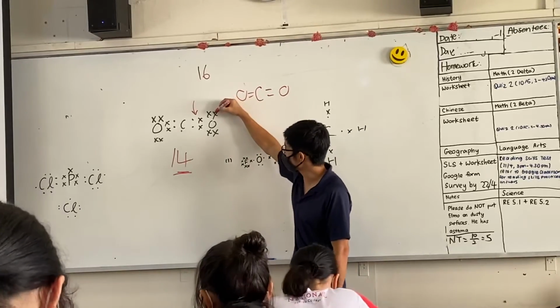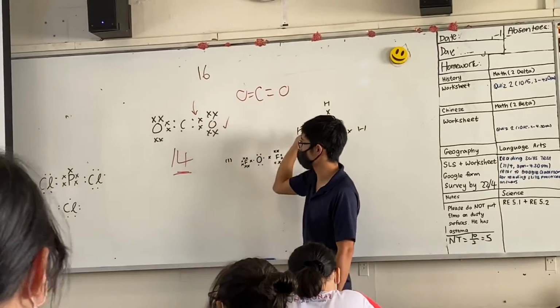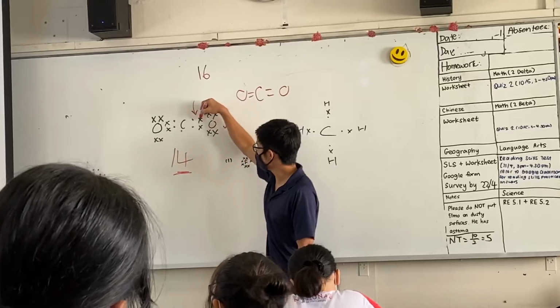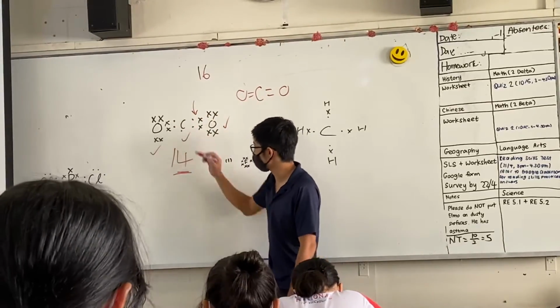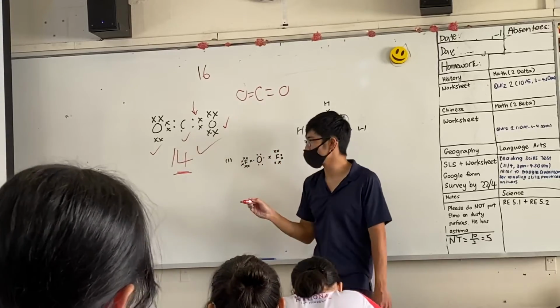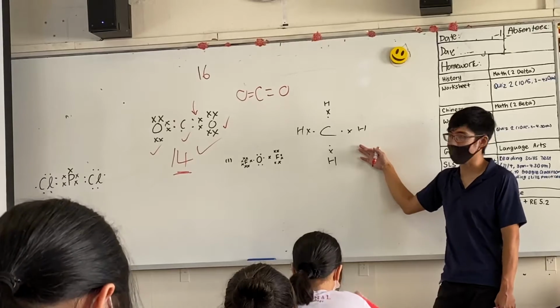Okay, let's count valence electrons. 1, 2, 3, 4, 5, 6, 7, 8. Okay, for oxygen. Carbon, 1, 2, 3, 4, 5, 6, 7, 8. Okay, for carbon. Same for oxygen on the other side. Okay, good job, Xiongzhi. Next, let's look at carbon tetrahydride by Kaisin.